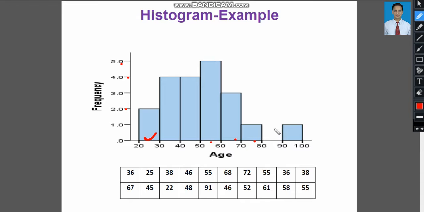In the bin between 80 and 90, this portion is empty because there is no one. The frequency of the bin between 80 and 90 is 0. That is why this portion is empty. This is a histogram.